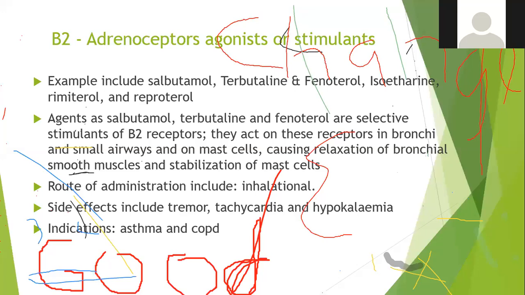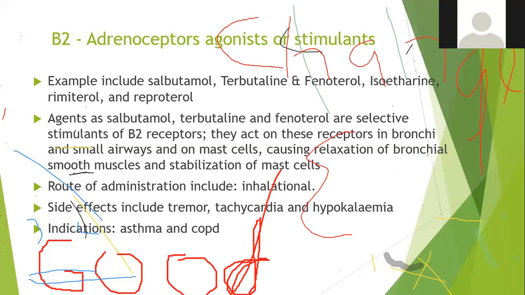Agents such as salbutamol are selective stimulants of beta-2 receptors. That is why they work on the respiratory system. They act on these receptors in the bronchi and in the small airways. They act on the mast cells, thereby causing relaxation of the bronchial smooth muscles and also causing stabilization of the mast cell. The route of administration is inhalation.